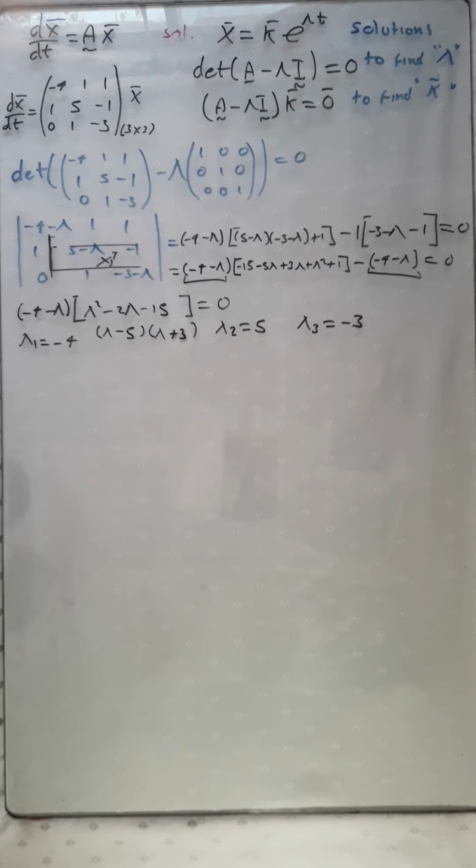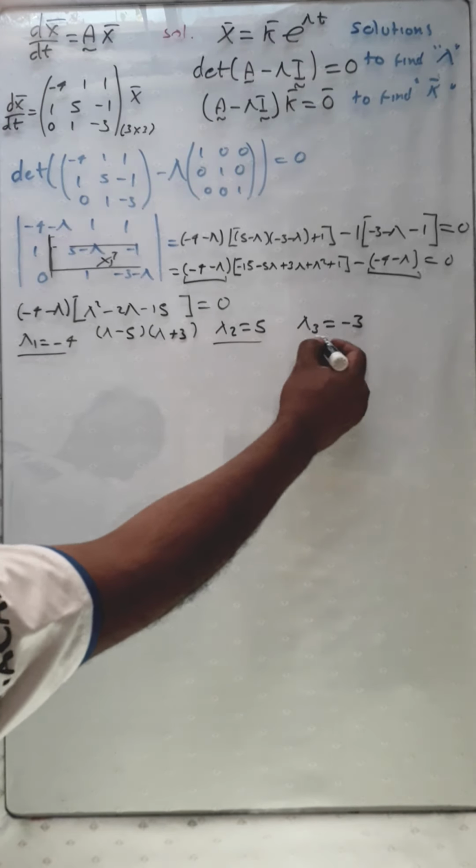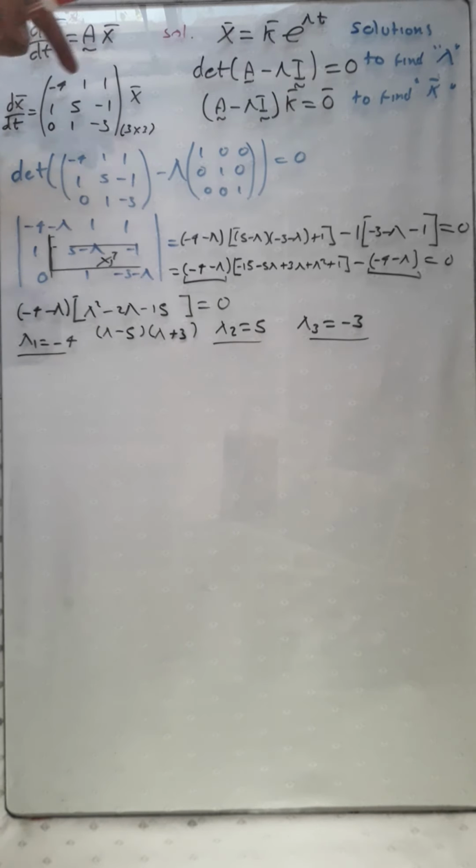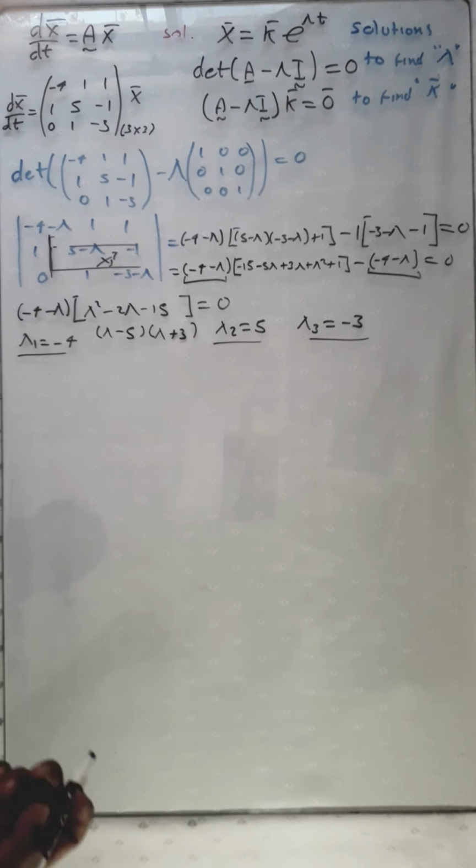Alright, so we found the values of lambda. And we found 3, because it is 3 by 3. And because it is 3 by 3, we have to find 3 solutions.